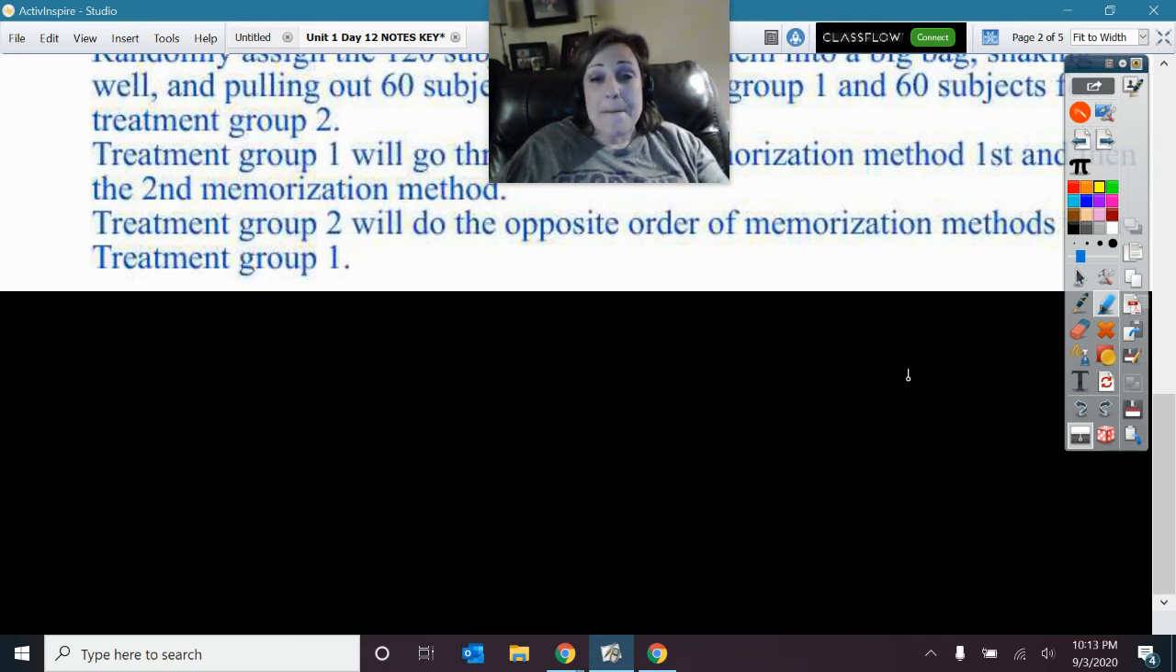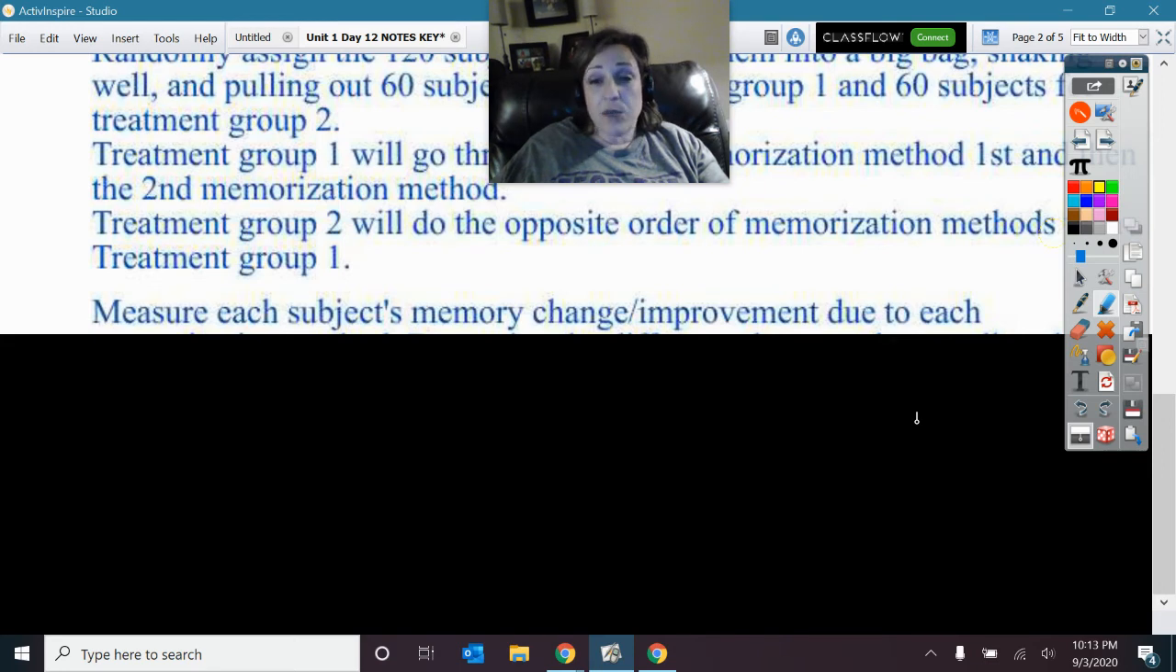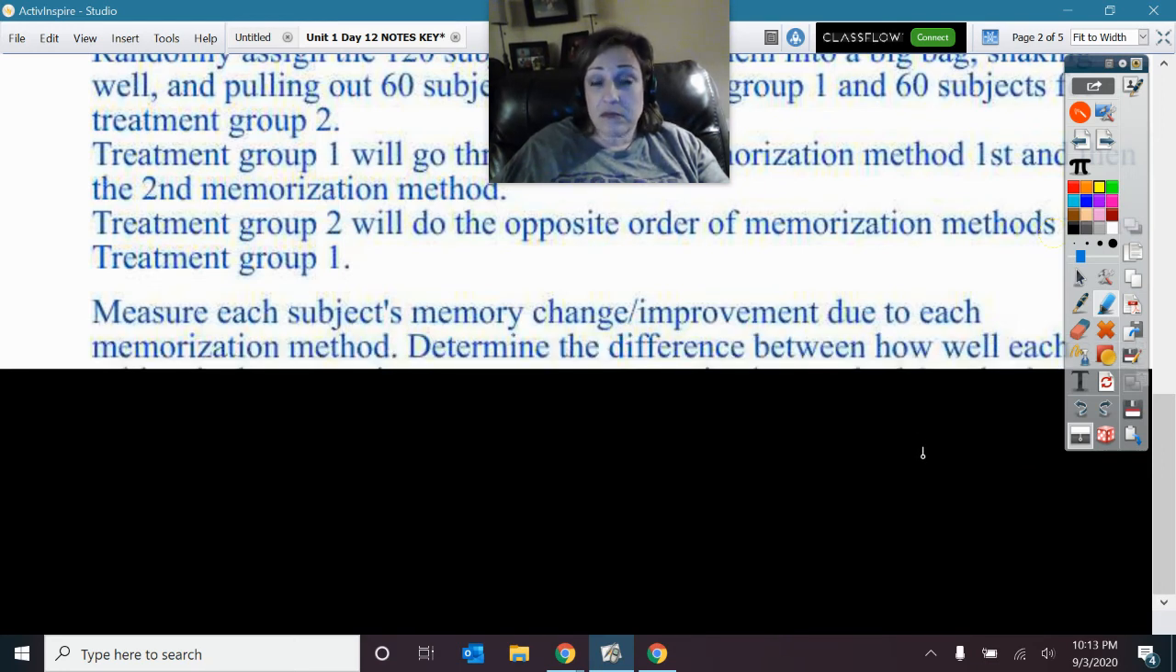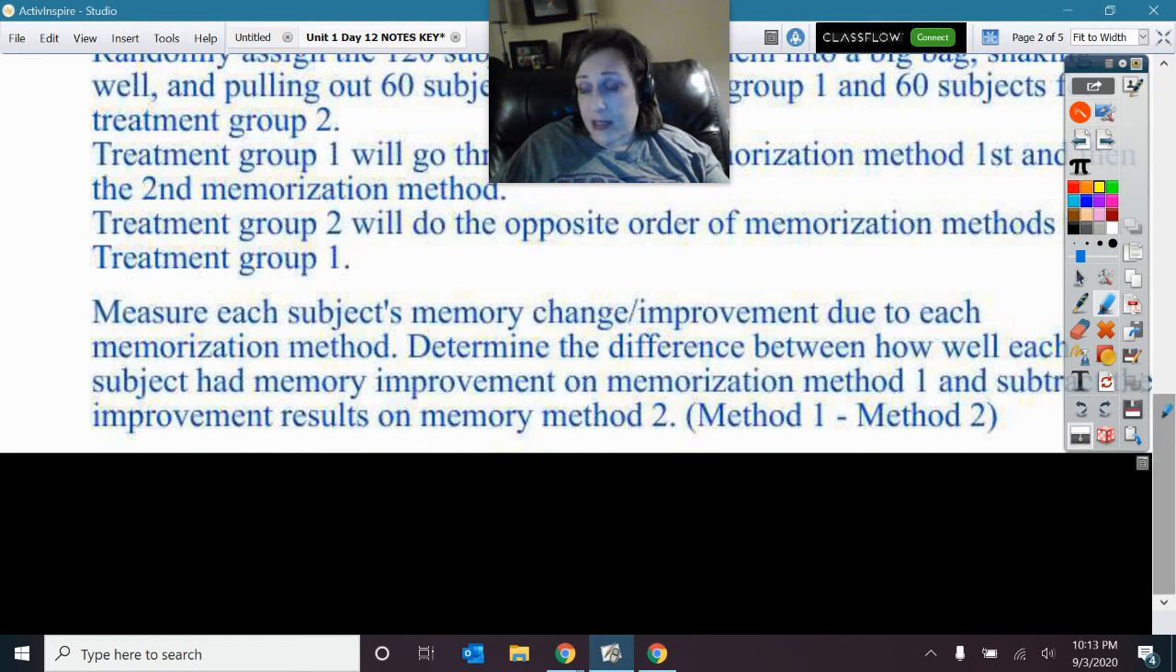So now we're going to ME, measure each subject's memory improvement or response due to the memorization method. Okay. And then, this is interesting, each person's doing two of them. I need to see how much better I did on one of them than the other. So once I get my number improvement for test one and my number improvement for test two, I need to subtract and see what's the difference between how I did on those two methods. How did the improvement of method one differ from the improvement of method two? I'm going to do method one minus method two. We'll get into the mathy part of this later.